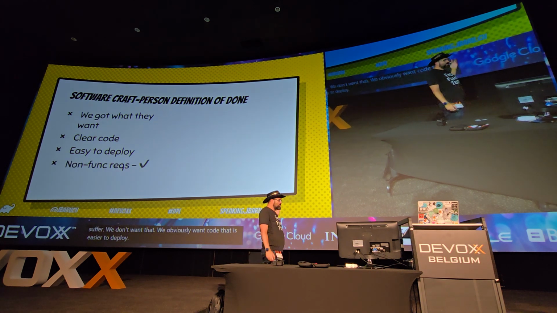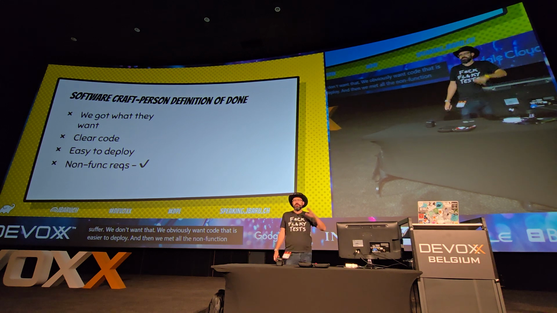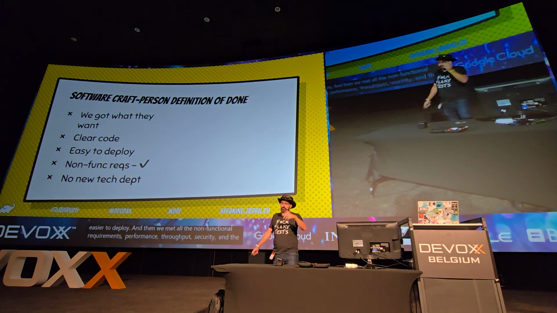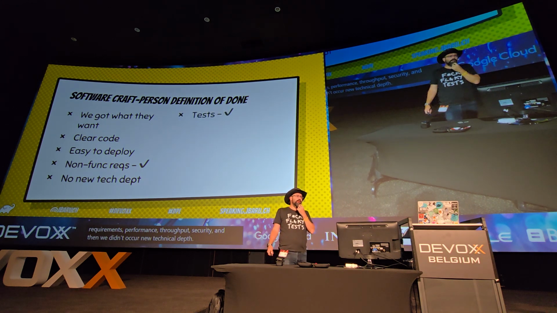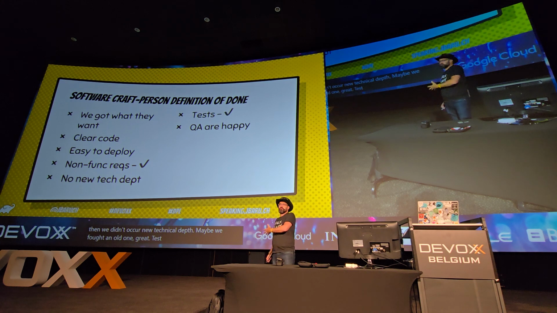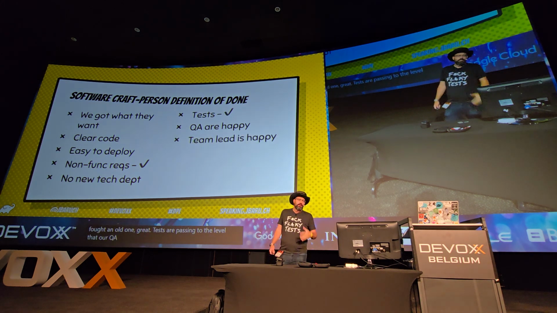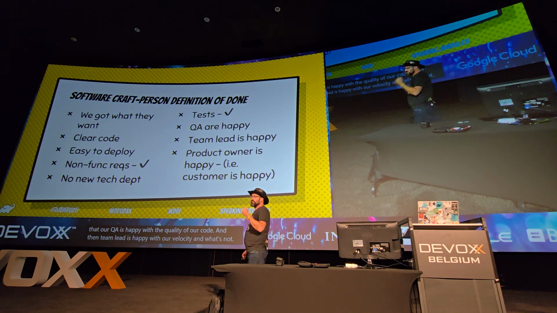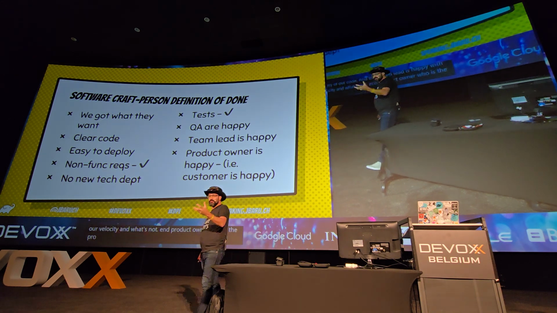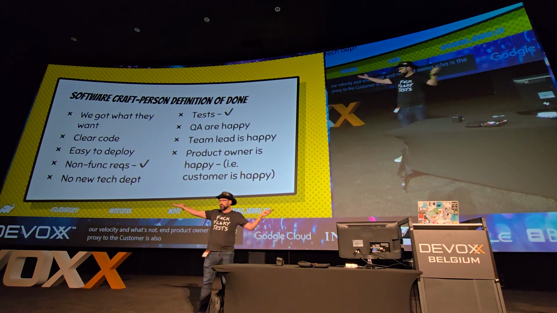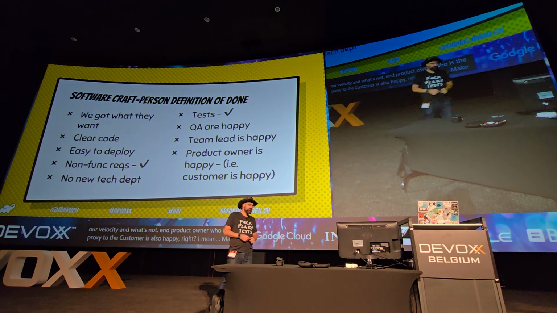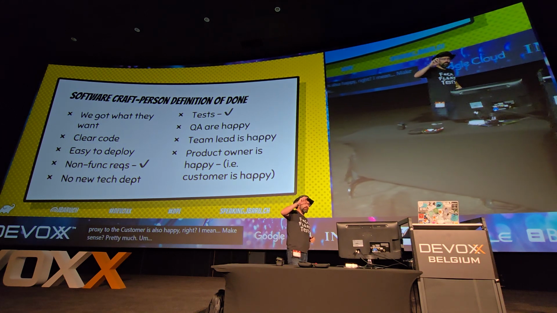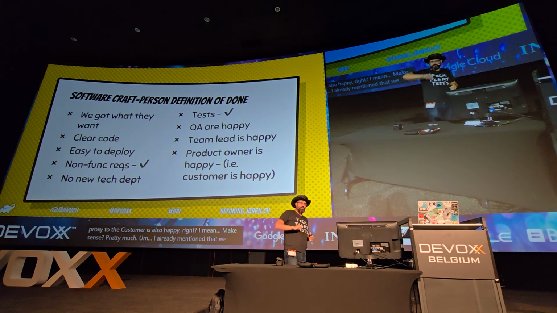And then we met all the non-functional requirements, performance, throughput, security, and then we didn't accrue new technical debt. Maybe we fought an old one, great. Tests are passing to the level that our QA is happy with the quality of our code, and then the team lead is happy with our velocity and what's not, and the product owner, who is the proxy to the customer, is also happy, right? I mean, makes sense? Pretty much. I already mentioned that we care about the quality of our product.